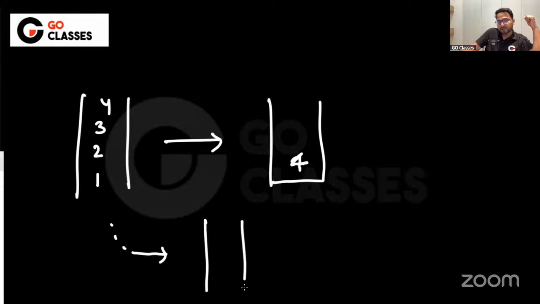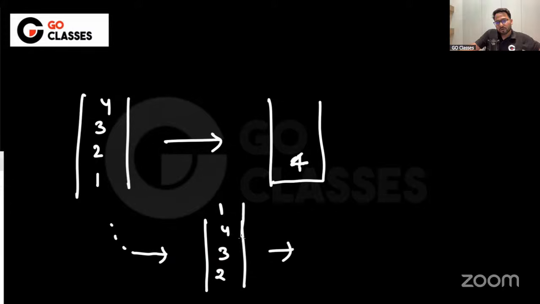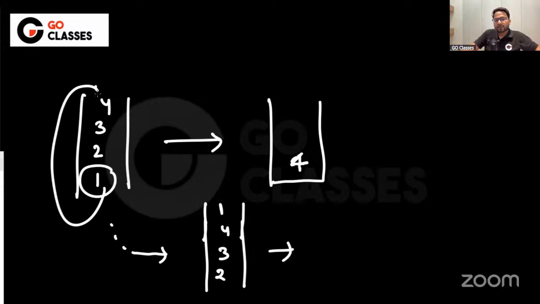Can you not get to something like this, where 4 is at the front and everything else is behind it? We can do it, right? You can just pop this one and push it at the end. If you are not using pop and push, you can just use enqueue and dequeue. I'm using pop and push as plain English, not as a technical term.